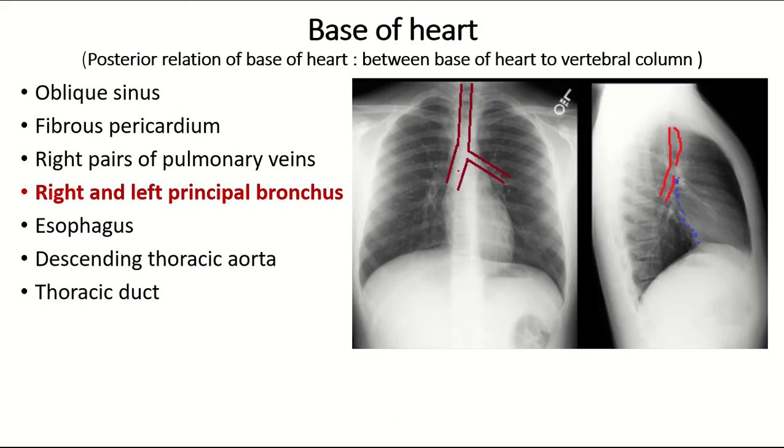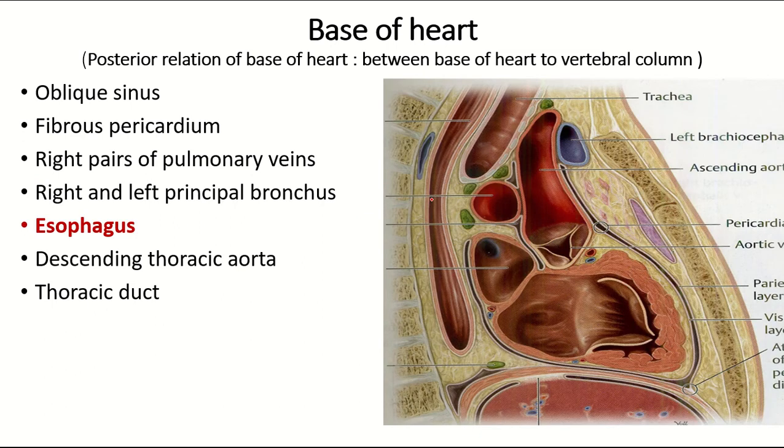This is the trachea, this is the right principal bronchus, this is the left principal bronchus. This is the lateral view of the chest X-ray. This is the trachea and this is the principal bronchus. So the base of the heart is related with the right and left principal bronchus. It is also related with the esophagus.